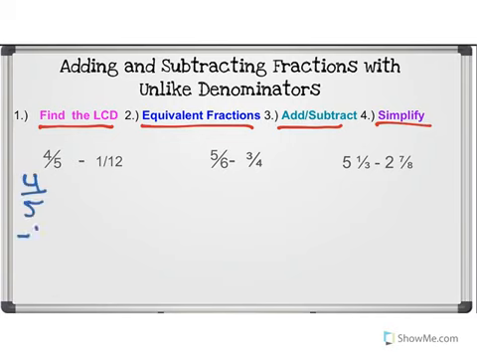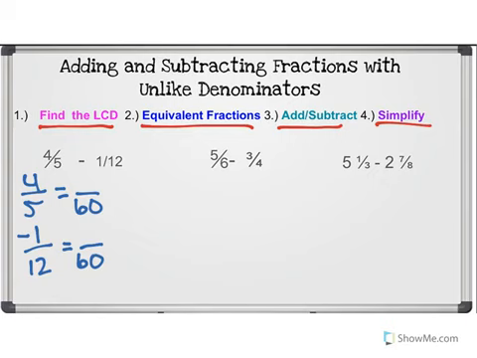4/5 minus 1/12. Now, I need to find an LCD, least common denominator, of 5 and 12. I know that 5 is a prime number, so the least common denominator is going to be the product of 5 and 12. Since 5 is prime, it's only divisible by 1 and itself. So 5 times 12 is 60. It's a good little trick to look out for if you see a prime number. It'll be the product of the two.